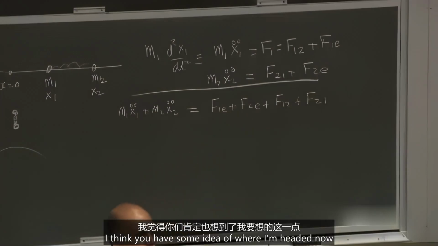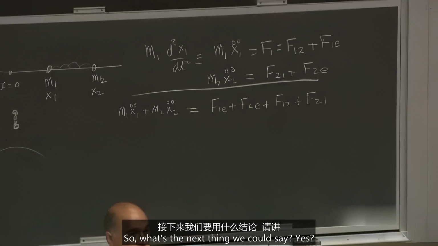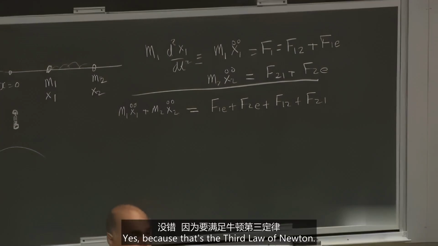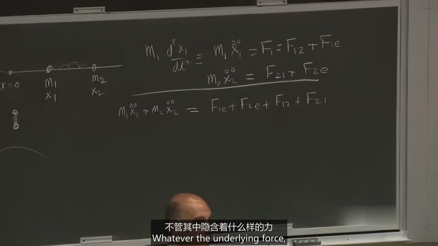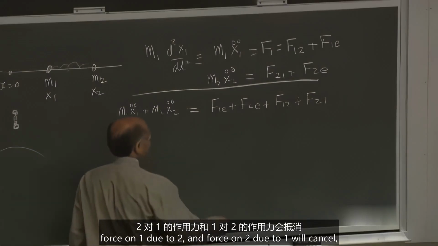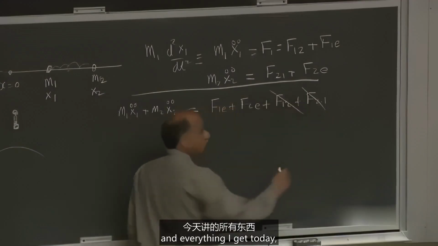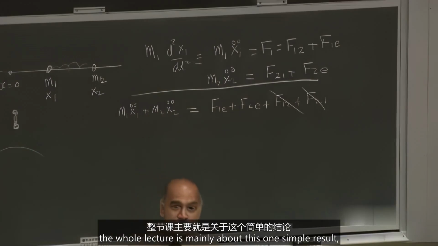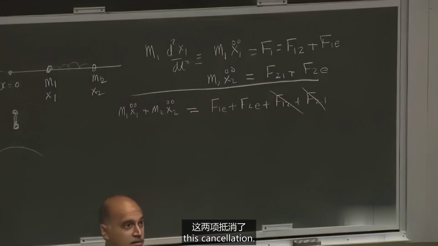I think you have some idea where I'm headed now. So what's the next thing we could say? Yes? F12 plus F21 equals 0. Yes, because that's the third law of Newton. Whatever the underlying force, gravity, spring, anything, force on 1 due to 2 and force on 2 due to 1 will cancel. And everything I get today, the whole lecture is mainly about this one simple result, this cancellation.